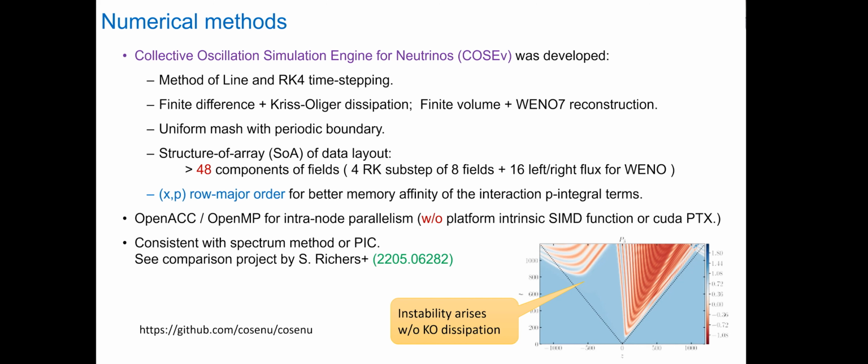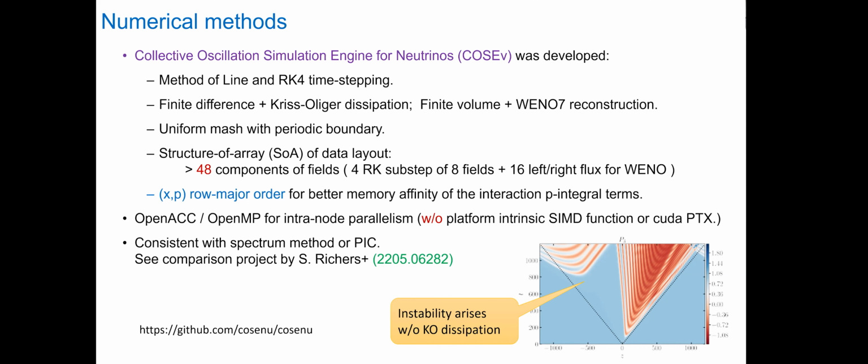For the data layout, we use a standard structure of array data layout. Totally, there are roughly 15 components of field, which involve 8 fields. And because we need to do the Runge-Kutta time stepping, there are 4 times the amount of these fields. And for the WENO reconstruction, for each field, we need the left and right flux for the calculation, so that adds another 16 components. So it causes a kind of severe memory footprint for this kind of calculation. And it's also important to choose the correct data layout for better memory affinity. So we put the momentum dimension at the last index of the 2-dimensional array because that will have better memory affinity.